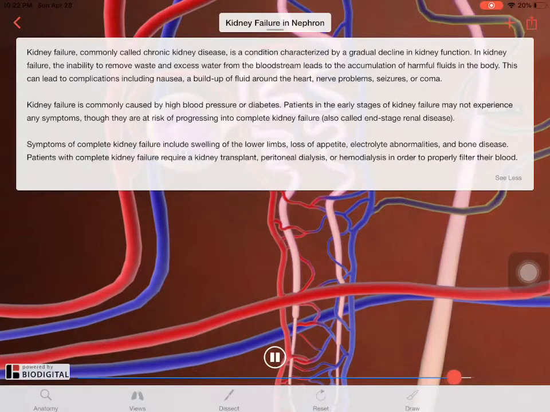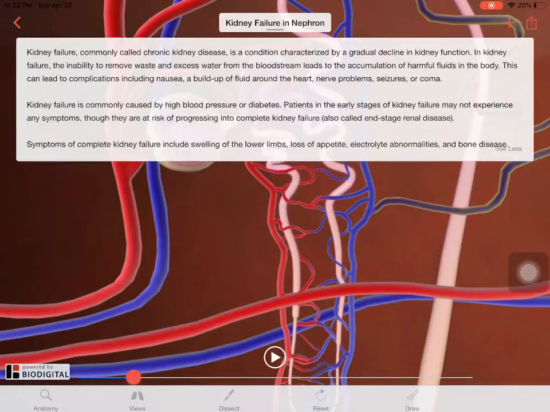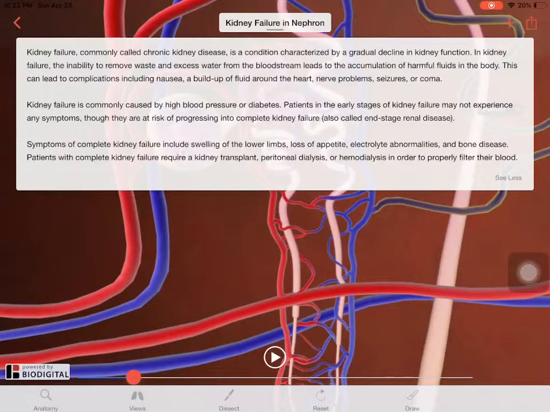It also leads to nervous problems. It also leads to nausea, seizures or coma. Seizure is mainly due to brain damage, and coma occurs in chronic renal failure due to accumulation of nitrogen-containing compounds that lead to the destruction of brain cells.